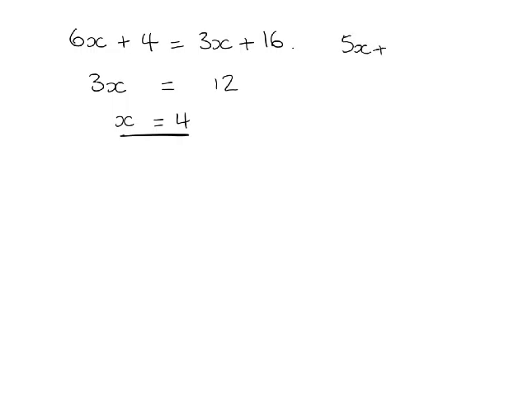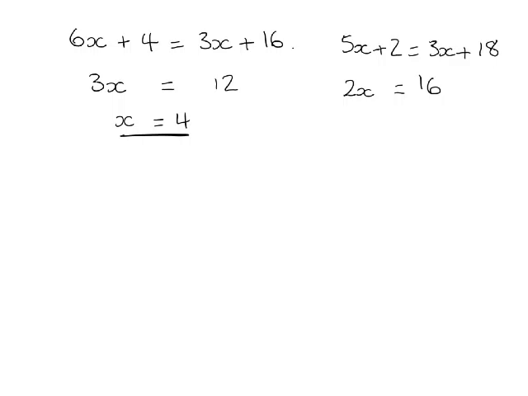5x plus 2 equals 3x plus 18. Now looking at the x terms, 5x and 3x, this 5x is 2 more than 3x. So there's 2x more on that side. And numbers wise, looking at the 2 and the 18, there's 16 more here. So that must be worth 16.